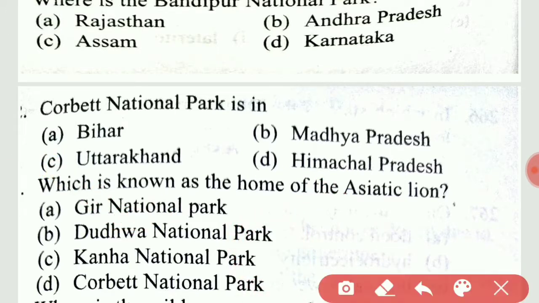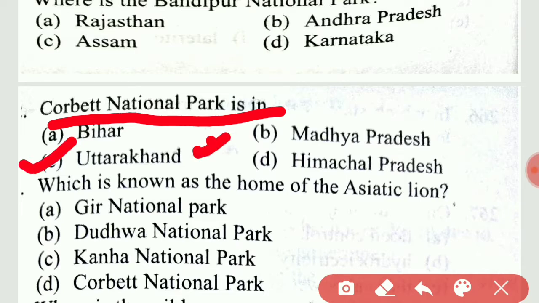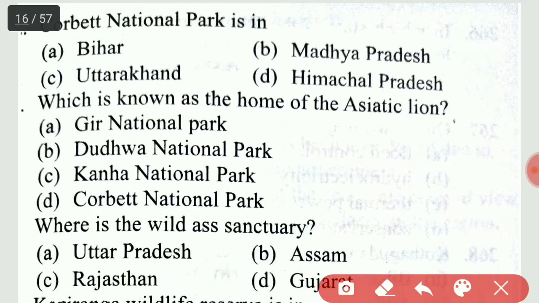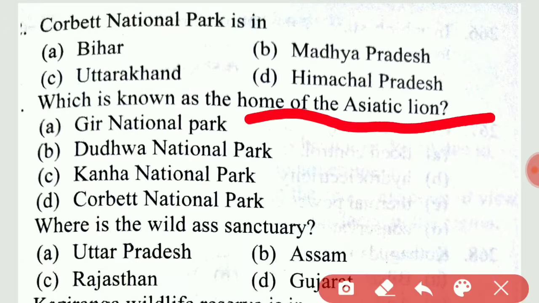Next, Corbett National Park is in, the correct option is option C, Uttarakhand. Next, which is known as the home of the Asiatic lion? Very important question. That is option A, Gir National Park.